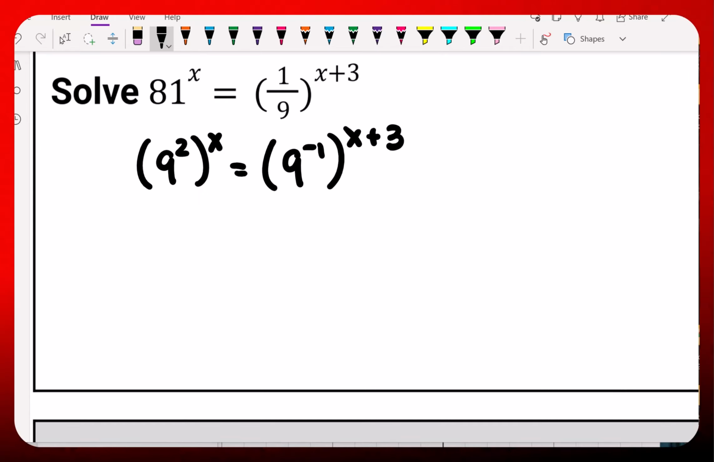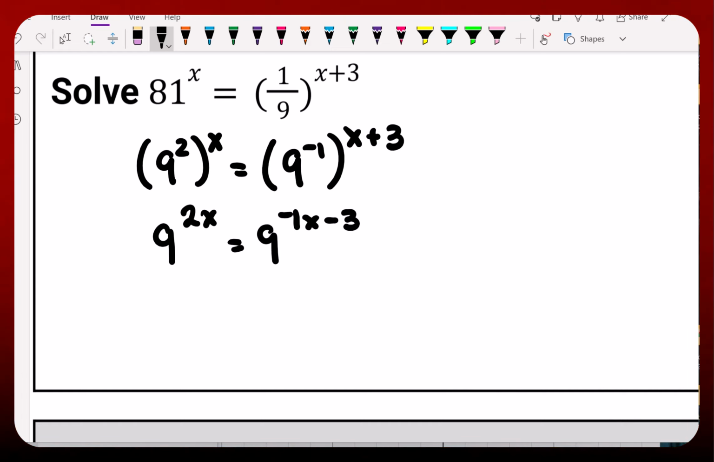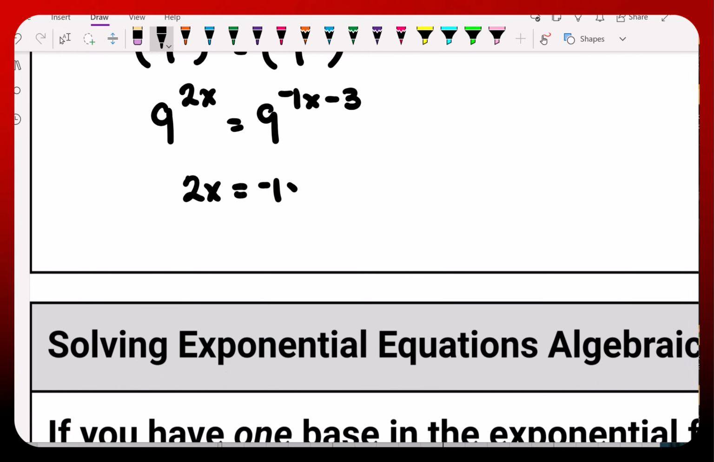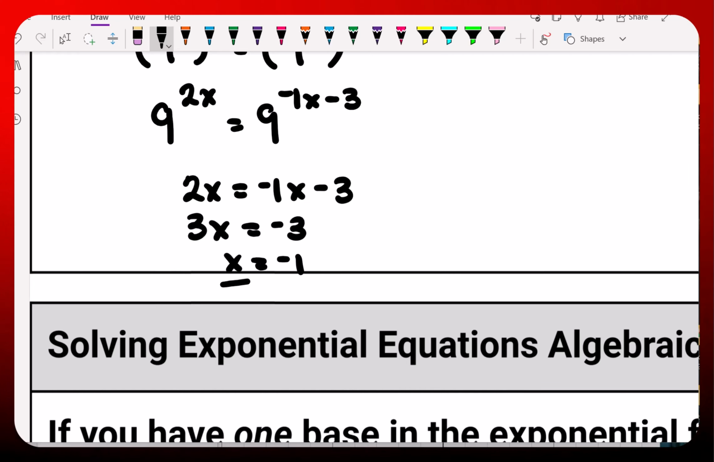Okay, so I've already written this as base 9. I do need to fix this, that 2 times the x. And then this is now going to be negative 1x minus 3. You have to distribute that. Then you can go ahead and drop the 9s, and you get 2x equals negative 1x minus 3. If I add x to both sides, I get 3x. And if I divide by 3, I get negative 1.